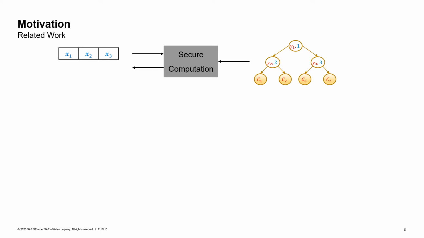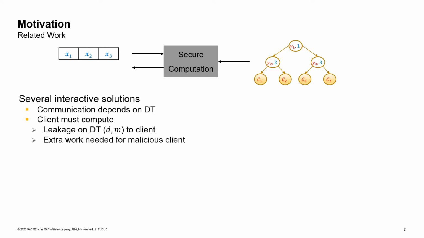There exist several protocols for computing decision trees in a privacy-preserving way. Several of these protocols are interactive solutions. Their communication depends on the decision tree, and the client must perform some computation, which leaks information on the tree to the client, for example, the depth or the number of leaves. Moreover, in the case the client is malicious, the protocol must perform extra work on the client side.